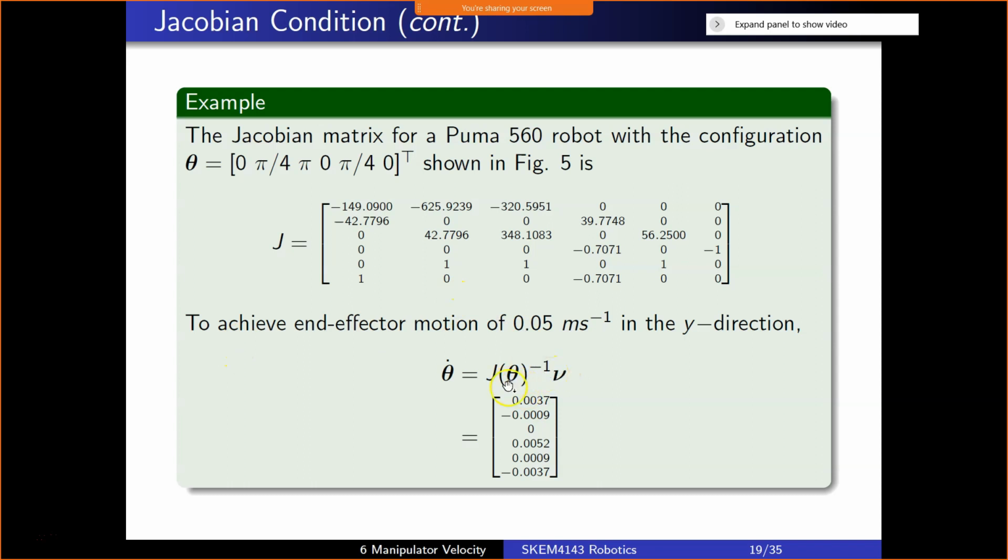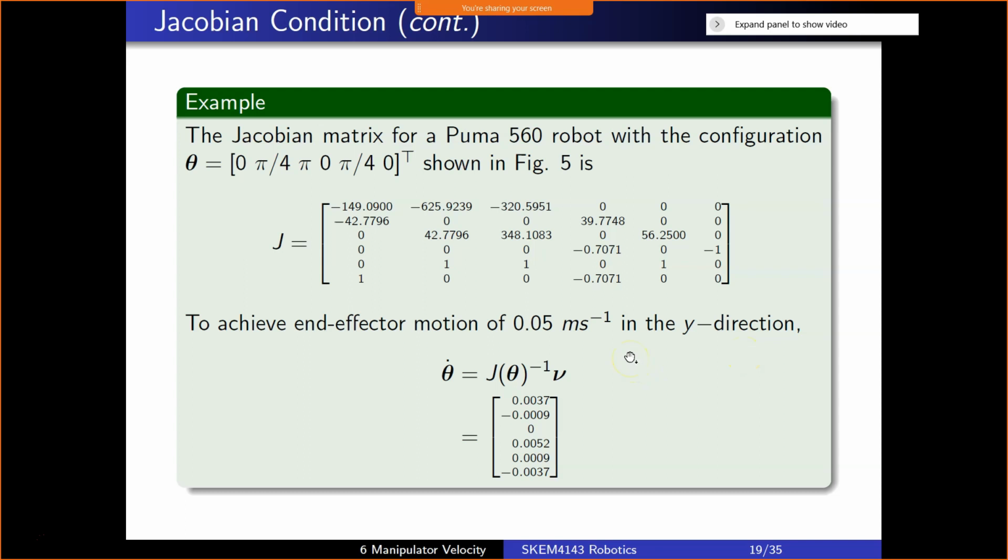Okay, so of course, you have to compute the inverse and then multiply with 0, 0.05, 0, 0, 0, 0, and you get this value. Okay, so if we actuate your joint velocity to be this vector, that means theta 1 dot is 0.0037, theta 2 dot is minus 0.0009, and so on. You can achieve 0.05 meter per second in the y direction.